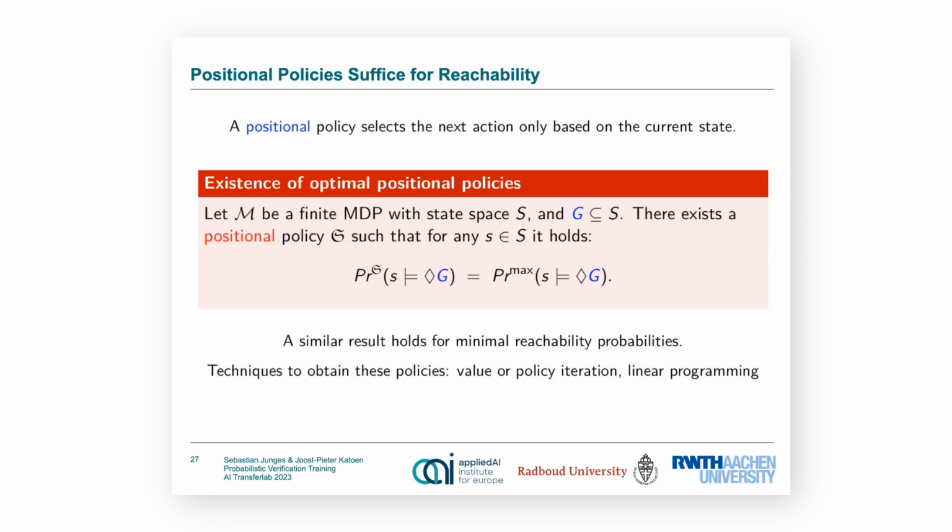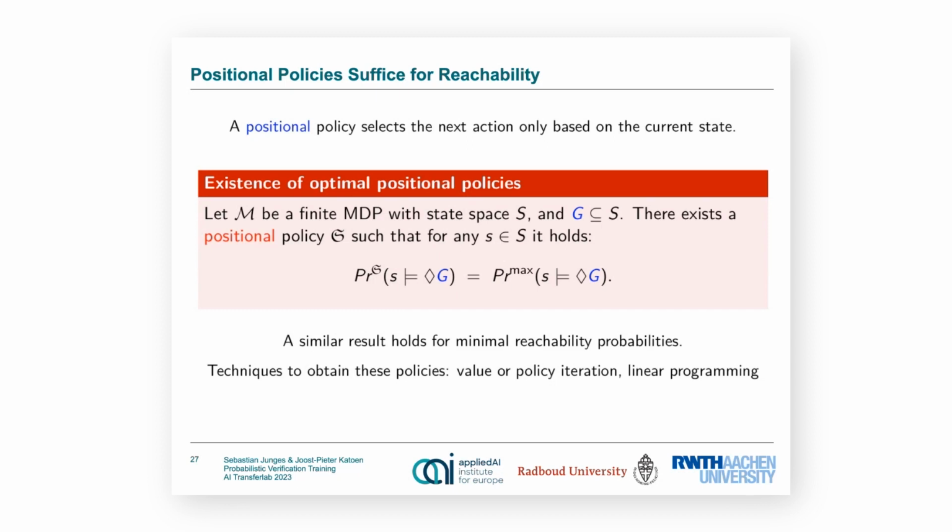That's a policy that only looks at the current state, and only based on the current state it can decide, well, we either pick the €2 or the €1 coin, that will be optimal. And the cool thing is that there are very efficient techniques to obtain these kinds of policies: value or policy iteration or linear programming.